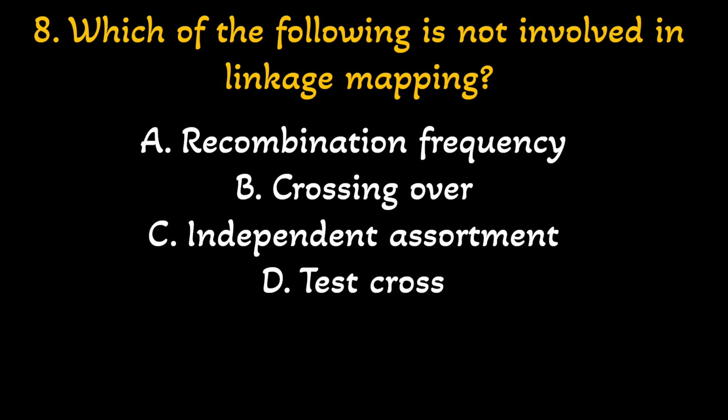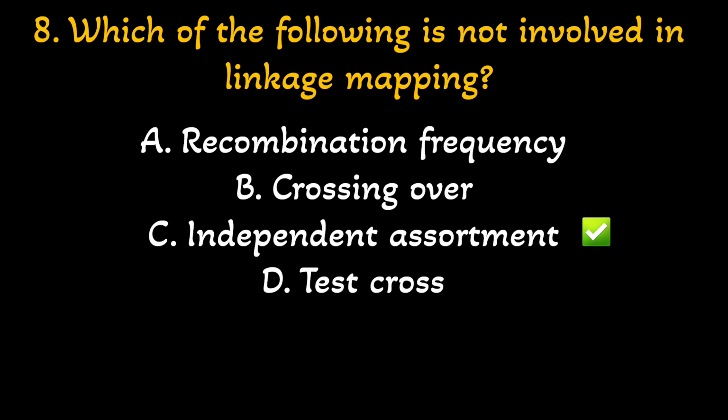So students, can you think of the correct option for this question? The correct answer for this question is option C, independent assortment. And the reason why: linkage mapping relies on recombination frequencies between genes on the same chromosome. Independent assortment applies to genes on different chromosomes and does not help in mapping linked genes. So option C, independent assortment, is not involved in linkage mapping.